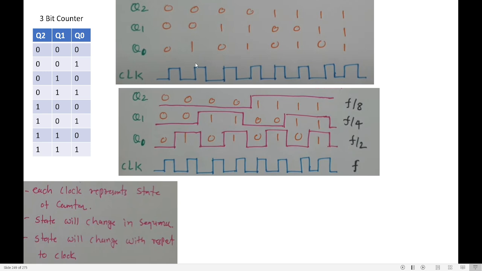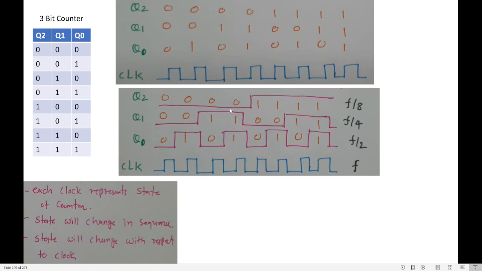Let me draw the signal graph for your understanding. So this is my clock. You know, clock is nothing but a series of positive and negative pulses. Now I have 3 bits, so it is a 3-bit counter: Q0, Q1, Q2. What is Q0? 0, 1, 0, 1, 0, 1, 0, 1. What is Q1? 0, 0, 1, 1, 0, 0, 1, 1, 0, 0, 1, 1, 0, 0, 1, 1. Done. What is Q2? 4 zeros, 4 ones.